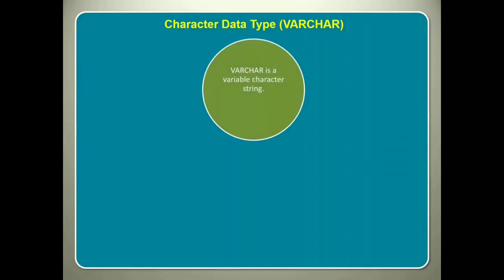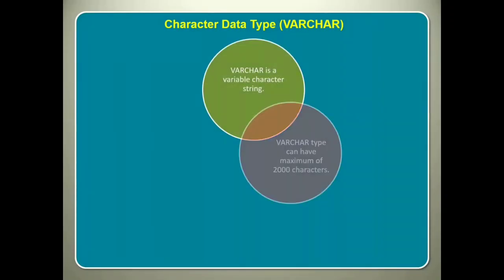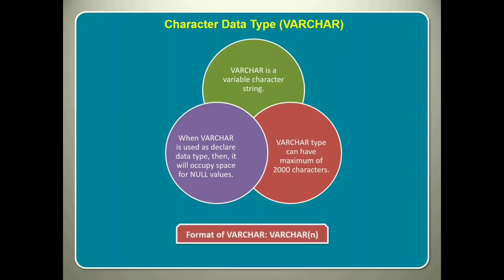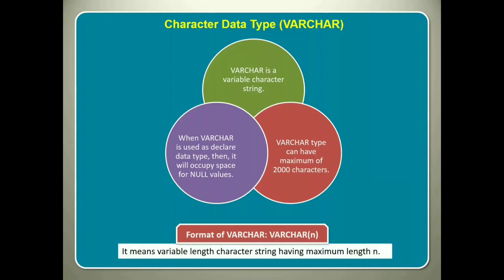Varchar is a variable character string. Varchar type can have a maximum of 2000 characters. If you declare the data type as varchar, then it will occupy space for null values. The format of varchar is varchar(n). That says a variable length character string having maximum length n.